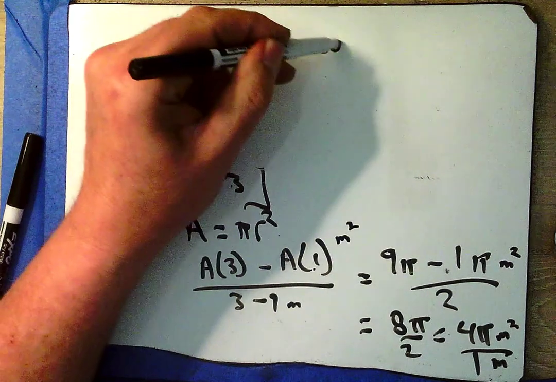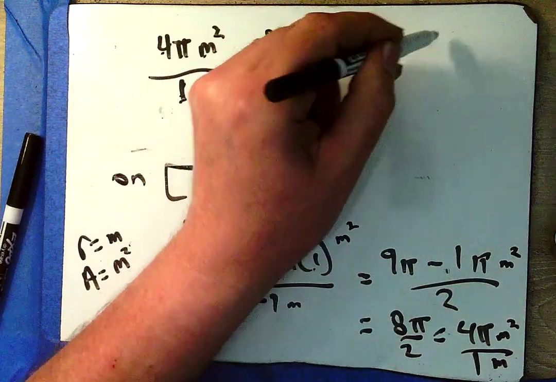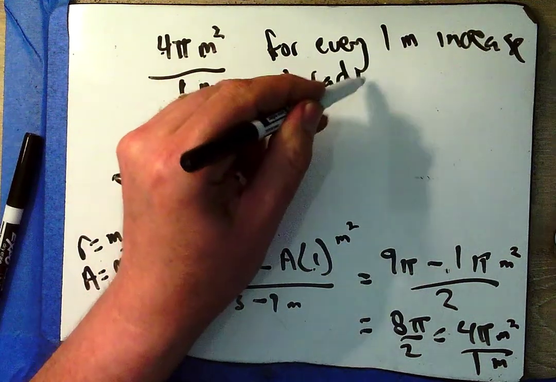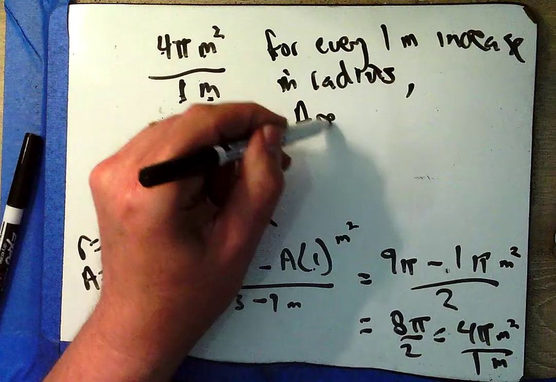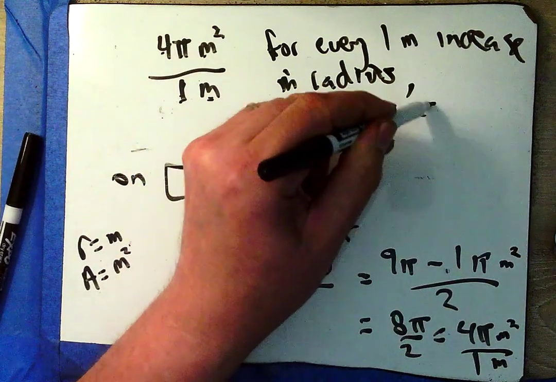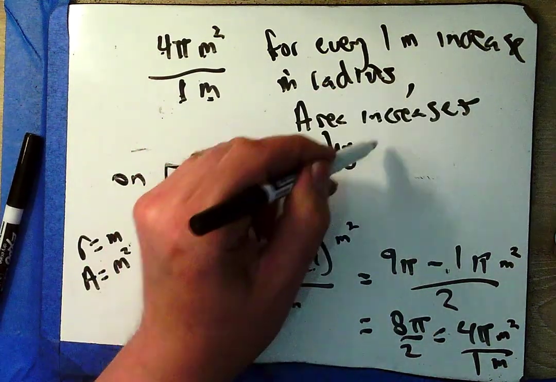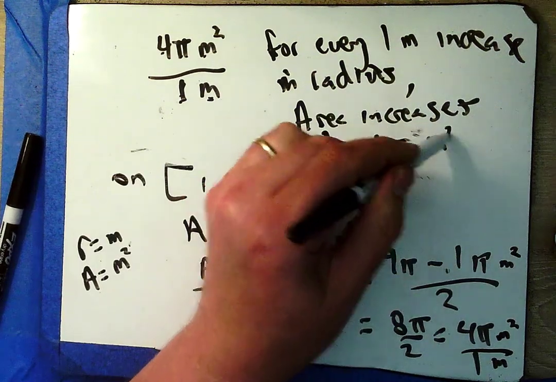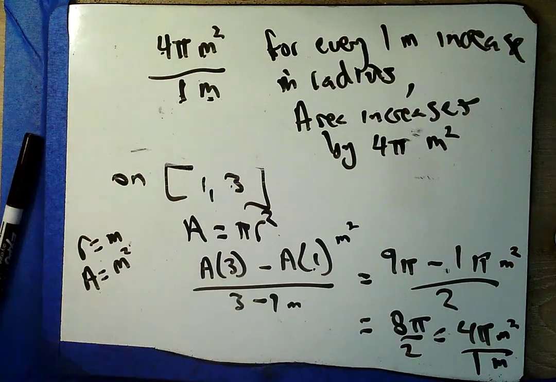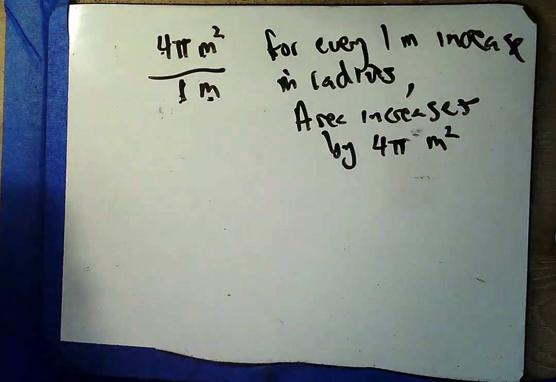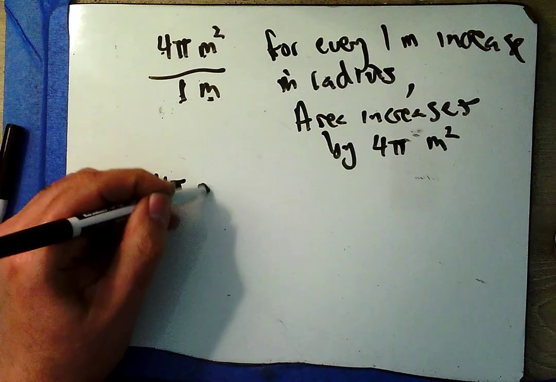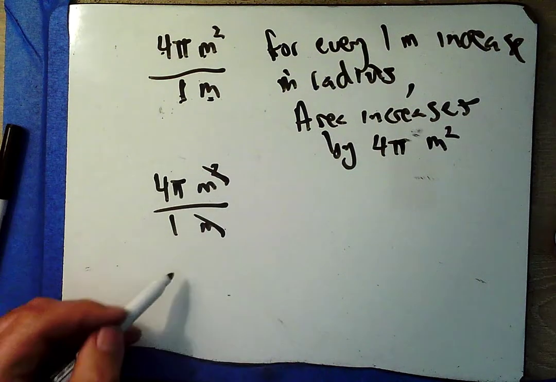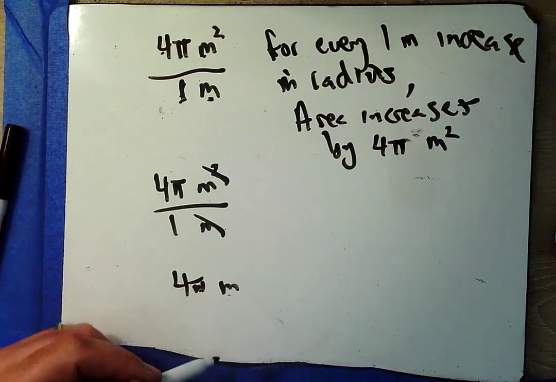For every 1 meter increase in radius, area increases by 4 pi meters squared. Okay? And that's really important because what a lot of students want to do with this number, 4 pi meters squared over 1 meter, is cancel the units. And they want to claim the answer to be 4 pi meters.